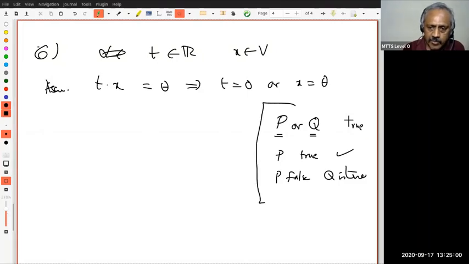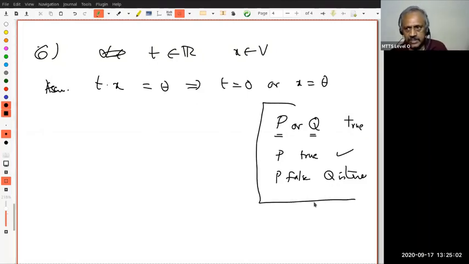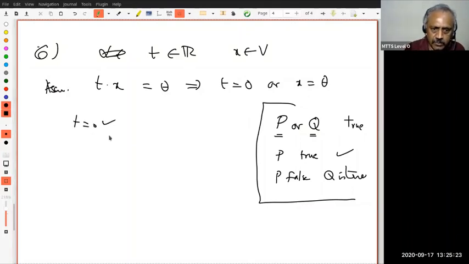This is part of our foundation course. Please understand. So t dot x equal to theta, I want to prove the following statement. The statement P is t is 0 and the statement Q is x equal to theta. Therefore, either P or Q is true. If t is 0, then I am through. Therefore, let us assume t is not equal to 0.